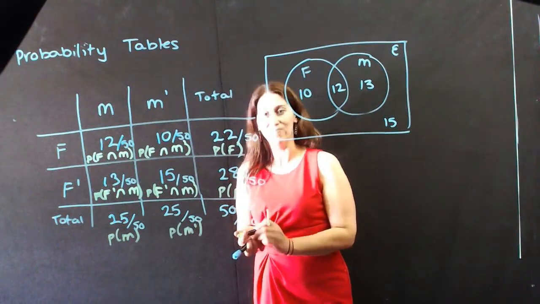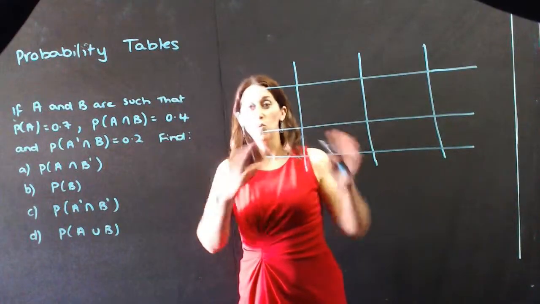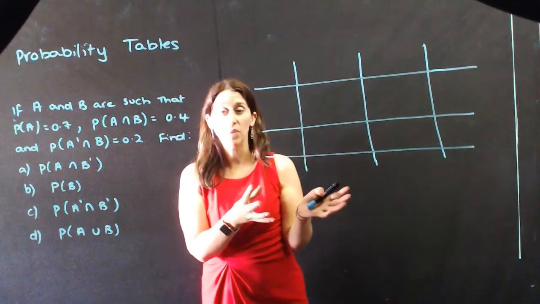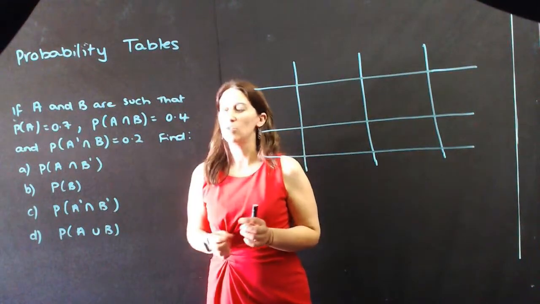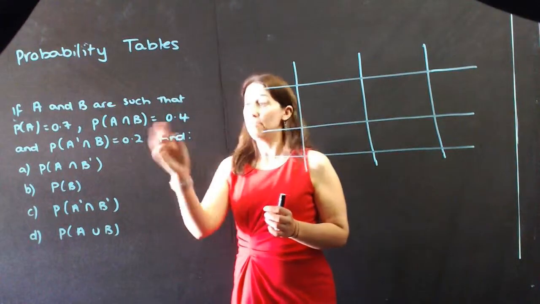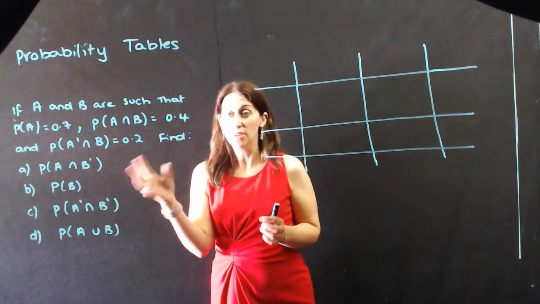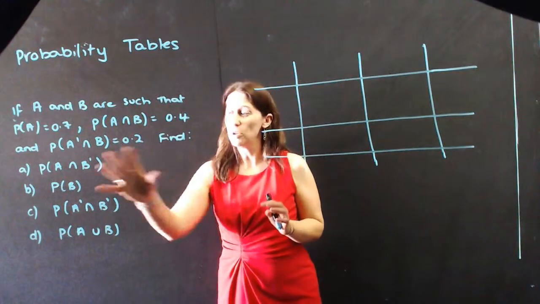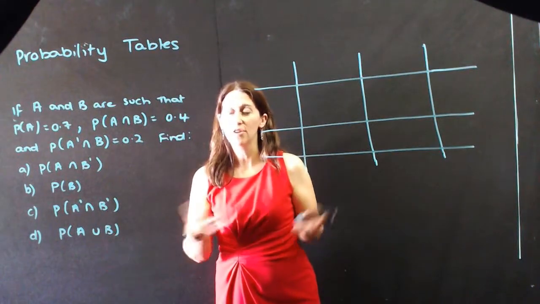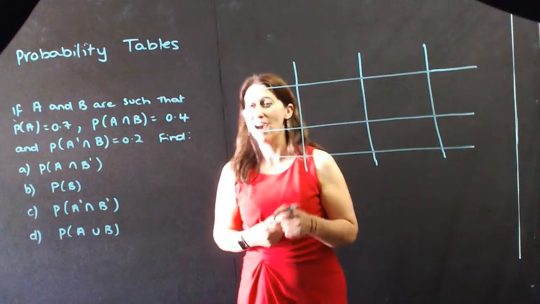probability table. I'm going to just run through an example now where we need to know where each part goes in the probability table. So I've got an example. If A and B is such that the probability of A is 0.7, the probability of A intersection B is 0.4, and the probability of not A intersection B is 0.2, find these things here. Now, before you find these, I would always set out a two-way table, because that then allows you to find these with ease without having to worry.